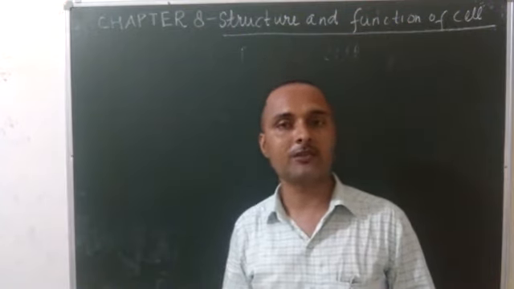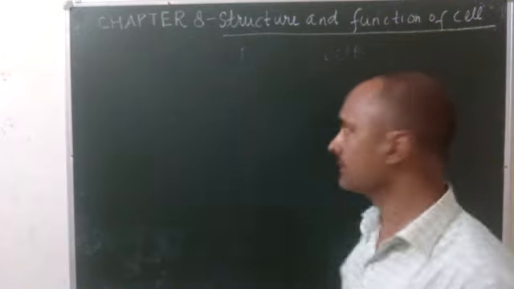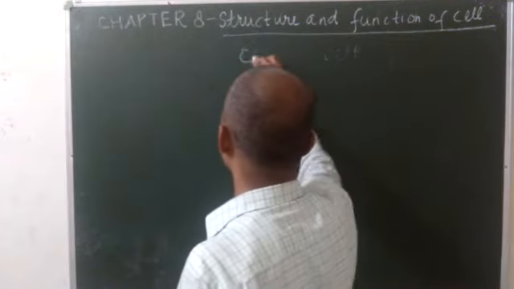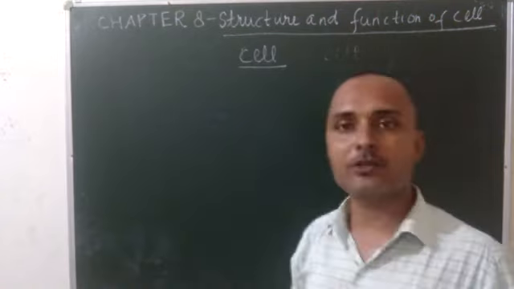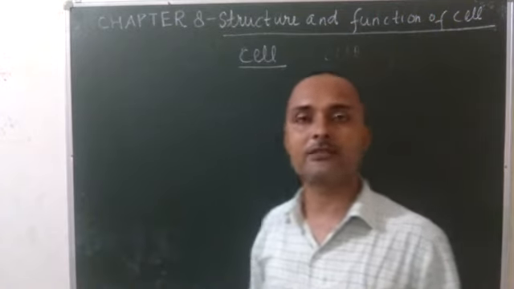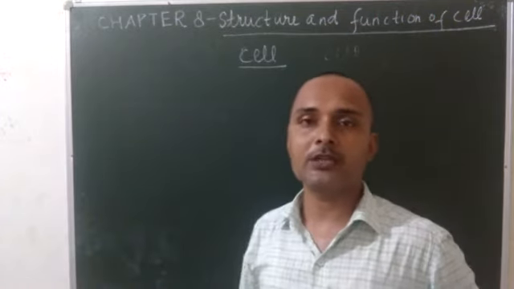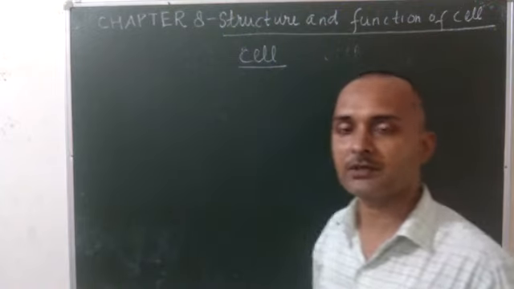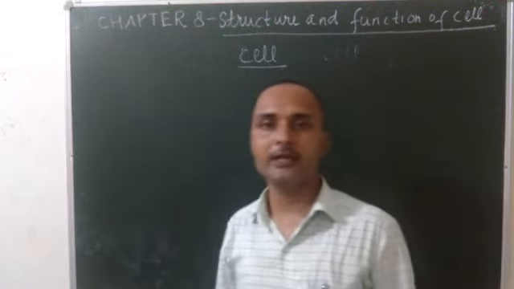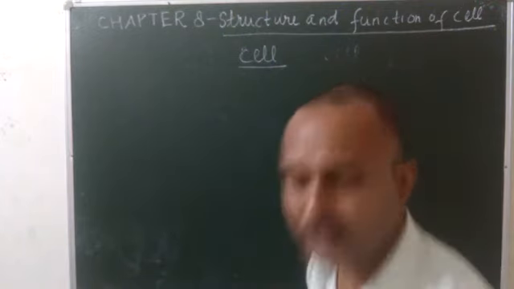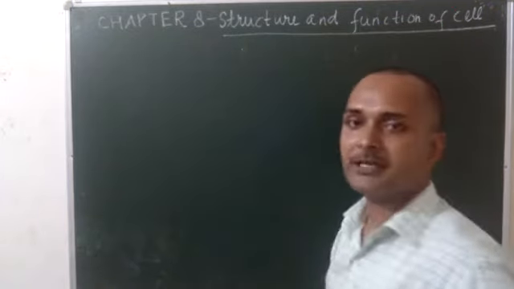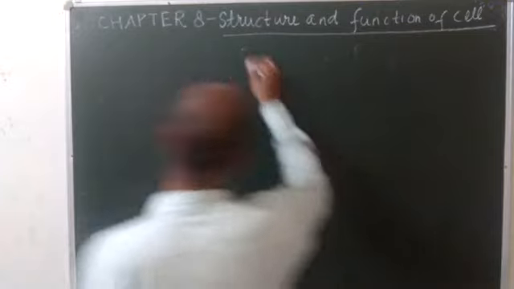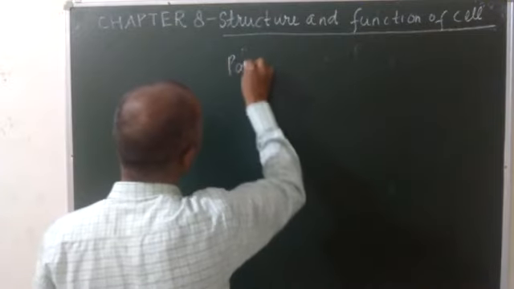So, cell I have already explained. All living organisms are made up of the basic unit known as the cell. It was first discovered by Robert Hooke in the year 1665. It is also considered the structural and functional unit of life. Now see, when you see a typical or basic cell, you will find that a typical cell has the following four parts. So, parts of the cell.